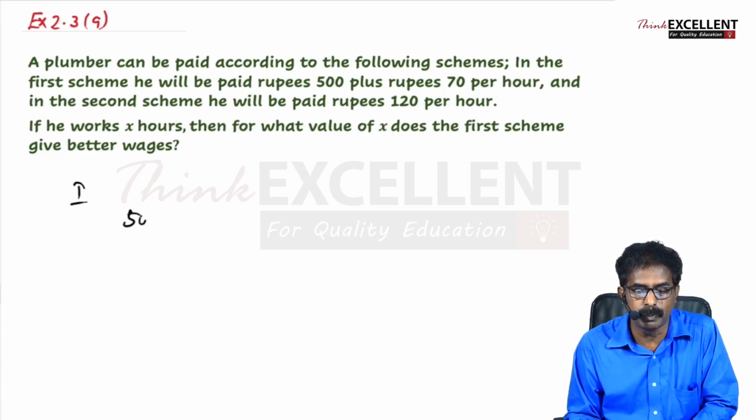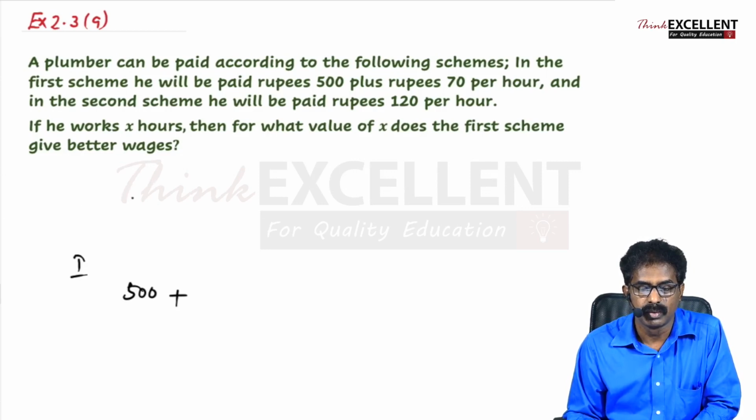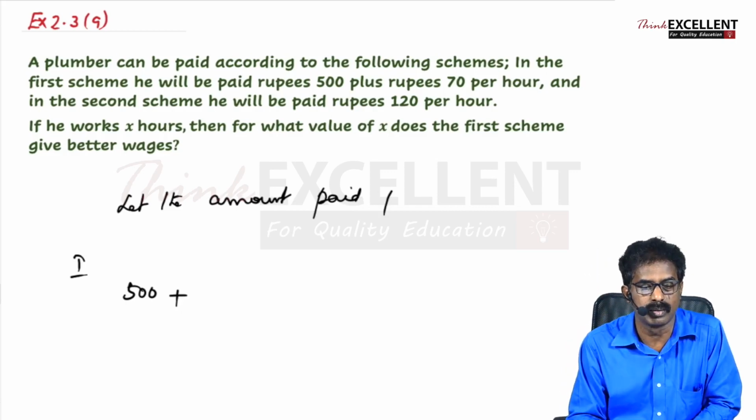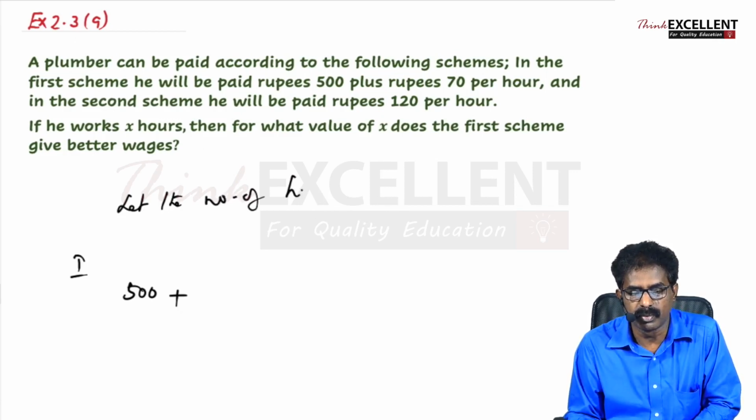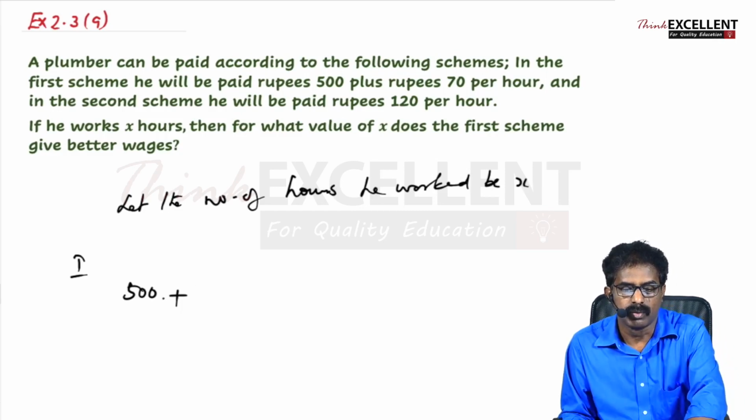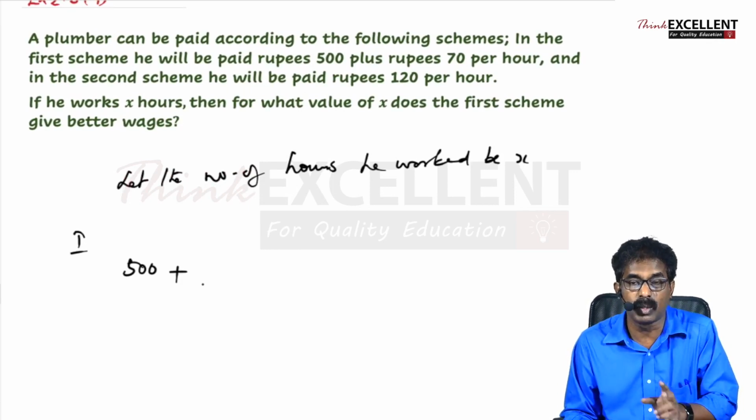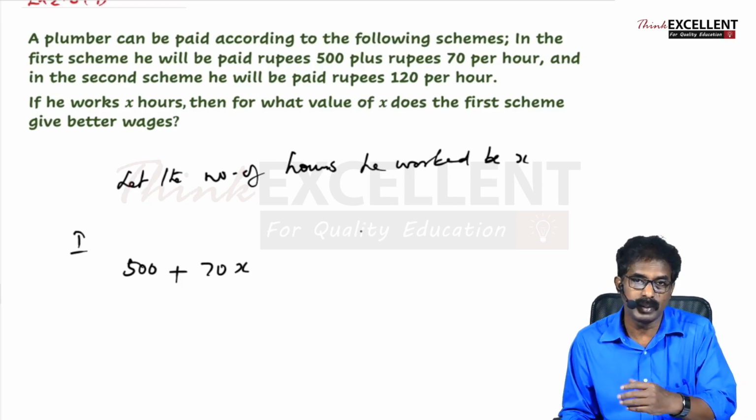The first scheme, he will be paid rupees 500 plus rupees 70 per hour. Per hour, he is getting how much? 70 rupees. Okay. So let the number of hours he worked be X. So 500 rupees plus 70 per hour. 1 hour 70, 5 hours means 5 into 70, right? So he worked X hours, so 70 into X. So this is the amount he is getting in the first scheme, 500 rupees, okay, he will be paid.